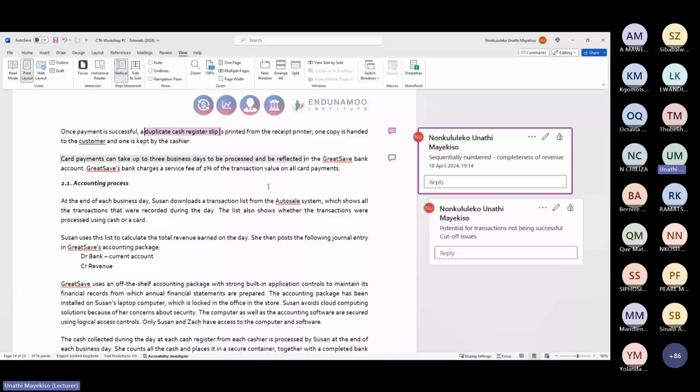Sequential numbering doesn't tell you completeness. I agree. Definitely.